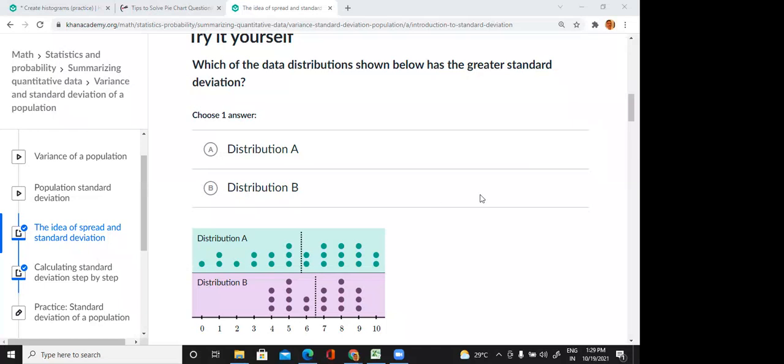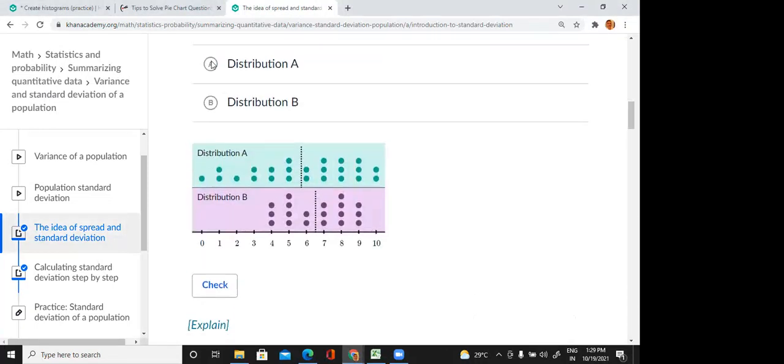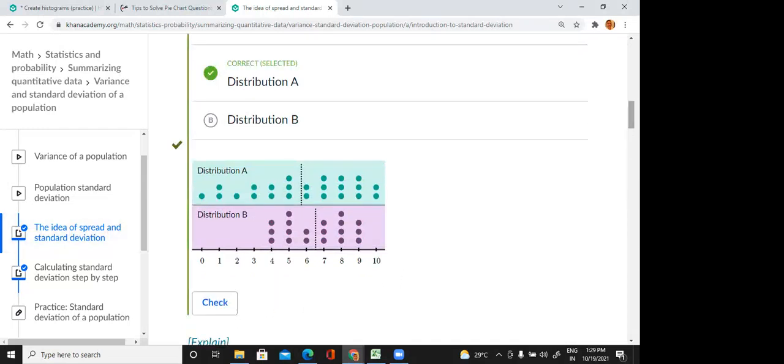So among measures of dispersion, standard deviation is one good measure. That is the most robust measure, standard deviation. Okay. So you can check also. Yes, correct.